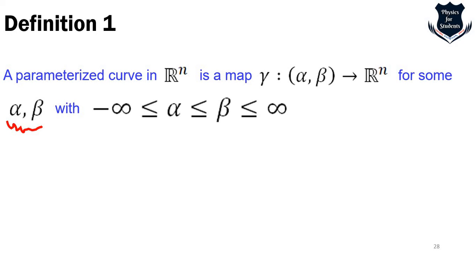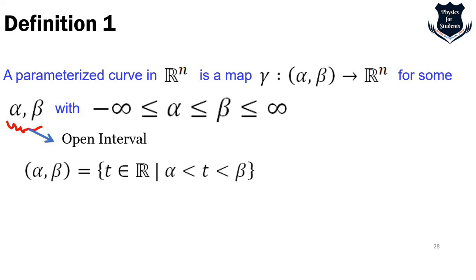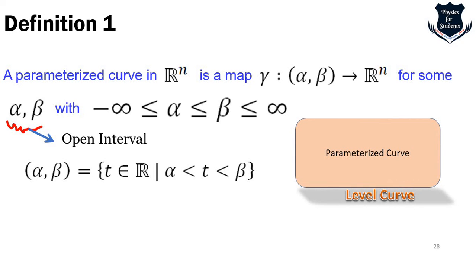So you see this (alpha, beta) actually denotes the open interval, which is this one, right? A parameterized curve whose image is contained in a level curve C is called a parameterized part of C. What you see is that I've just given an intuitive approach and understanding of this one.